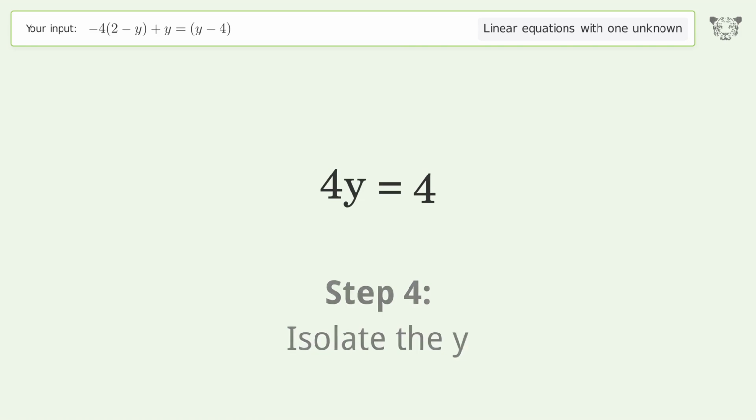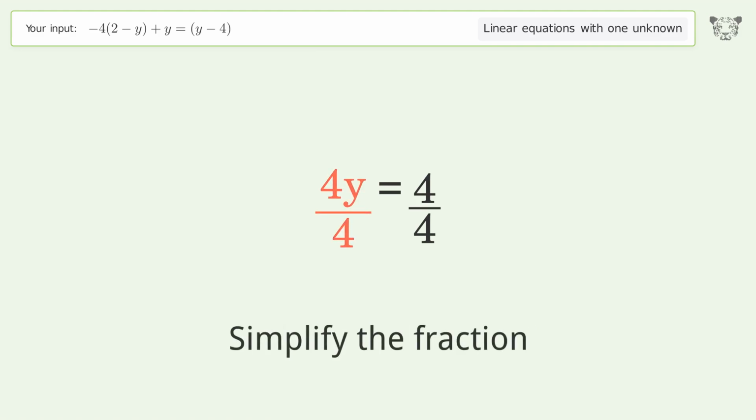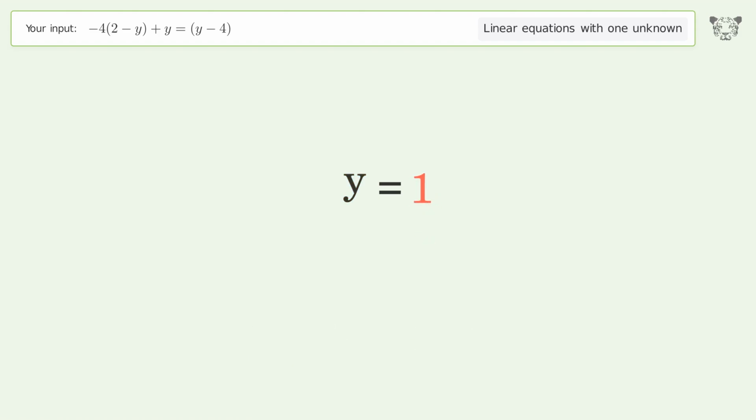Isolate the y. Divide both sides by 4. Simplify the fraction. And so the final result is y equals 1.